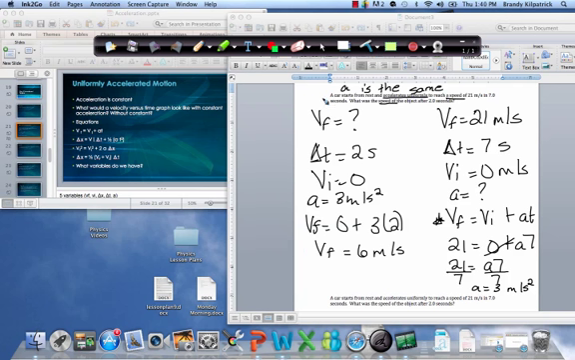Remember, in this problem, acceleration is going to be the same, but velocity will change throughout the problem. At different moments in time, your velocity is going to keep changing. In this case, it's going to keep increasing. Okay, so let's look at another problem.